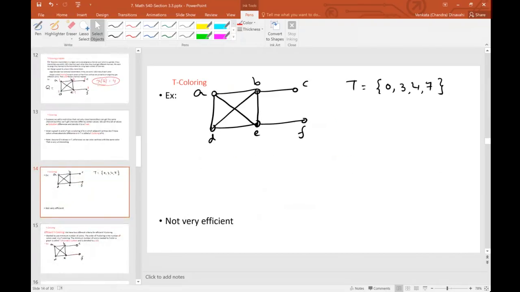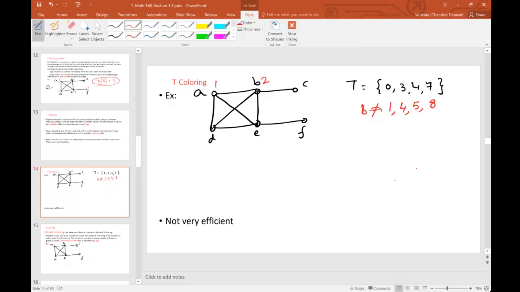Take the same thing. Now your T in this case is 0, 3, 4, and 7. That means if I give channel number 1 here, then for B I cannot assign 1 plus 0, so I cannot assign channel number 1. I cannot assign channel number 4, 5, or 8. They have to be separated by these values because of the bandwidth issues. This is what realistically happens. So I cannot assign B as 1, 4, 5, or 8.